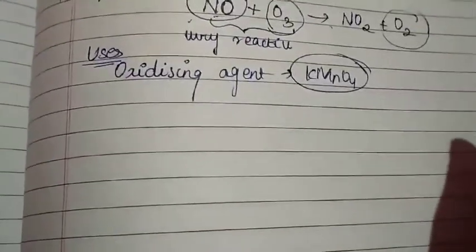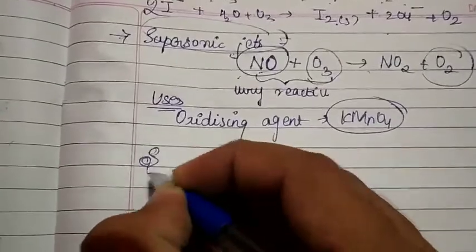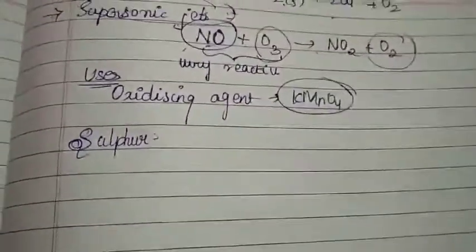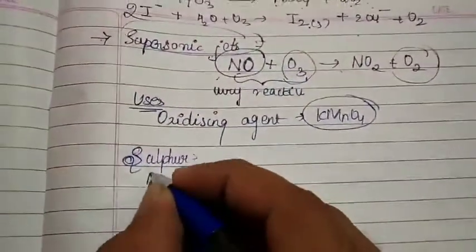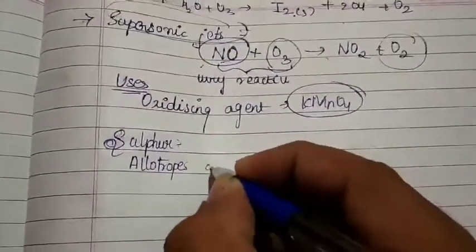So guys, in today's session we are going to see the next element of your group 16, that is your sulphur. Okay, sulphur. So to begin our session, first of all we are going to understand the allotropic forms of your sulphur. So the first topic of today's session is your allotropes of sulphur.